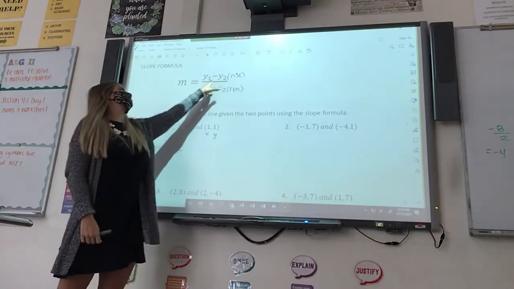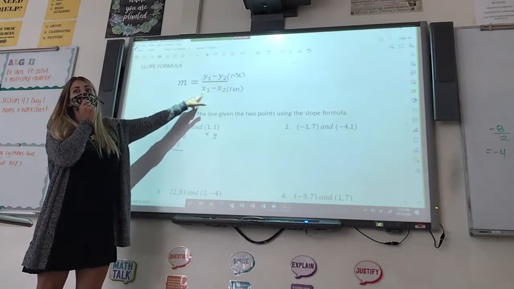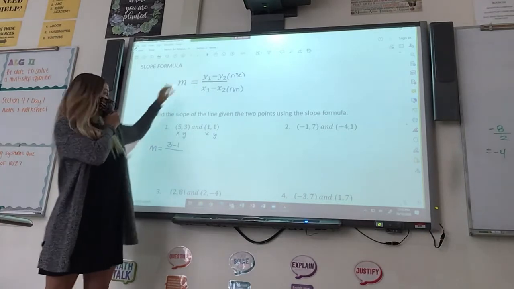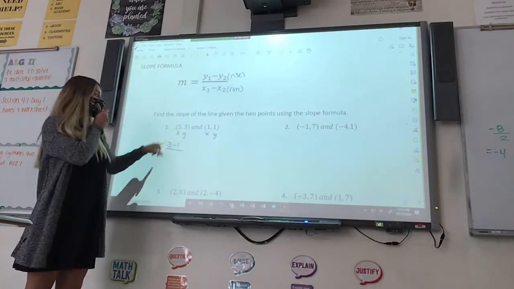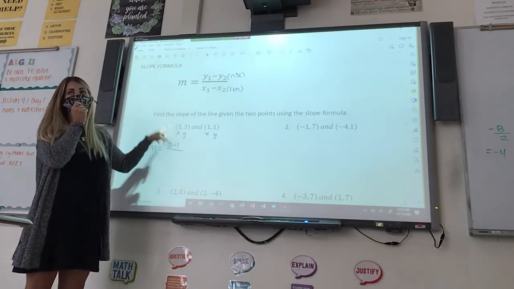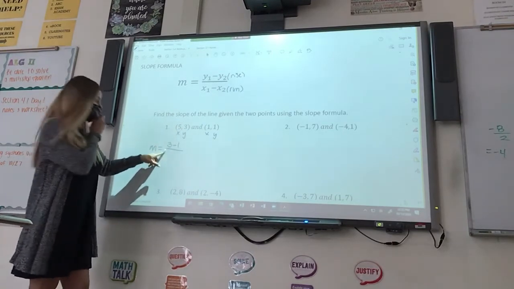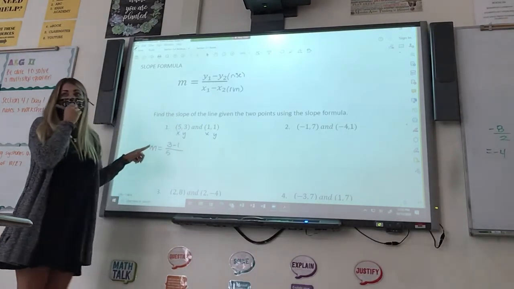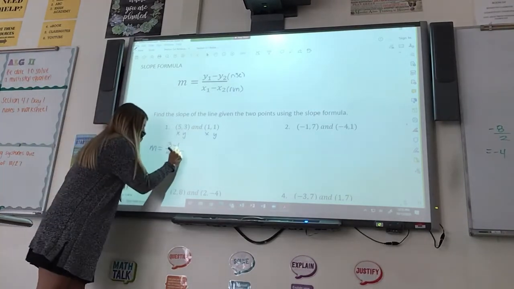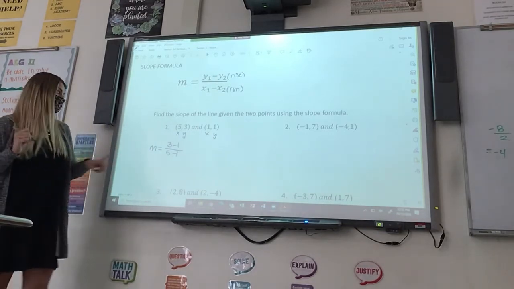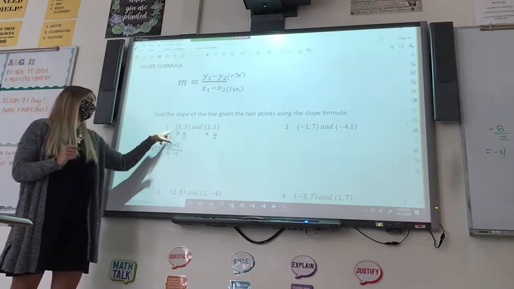So the reason why we put 1s and 2s with our x's and y's is because see how this is y1 and x1? That means that's the x that goes with the y. So if I started with this y in the denominator, so below, I need to start with the x that goes with the y that I started with. So if I started with 3, then the x that goes with it is 5. So I have to start with 5 in the denominator. And then you're going to subtract your x's, so then it's going to be 5 minus 1. So I did y minus y, 3 minus 1, x minus x, 5 minus 1.